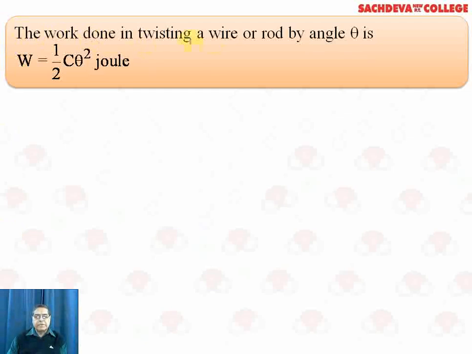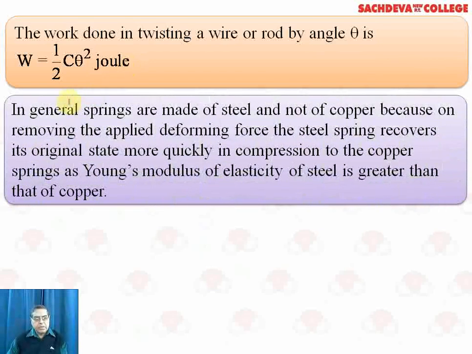The work done in twisting: the work done will be given in joules, and it will be force into displacement, but here it is an angular displacement, twist. Therefore, W is half C theta square joule. This work done is stored in the twisted wire or rod, and that work is called the elastic potential energy. So work done in twisting is equal to the elastic potential energy of the rod or the wire.